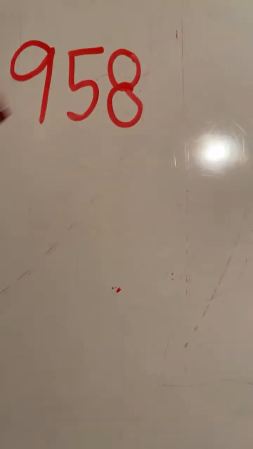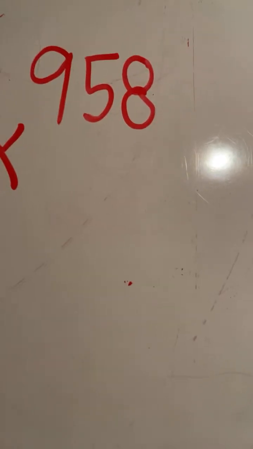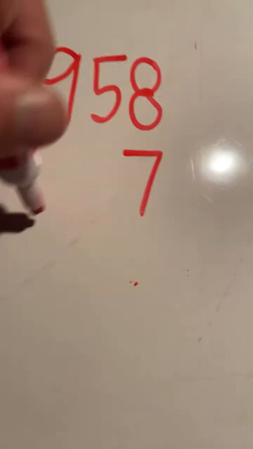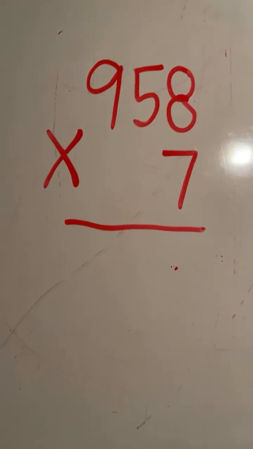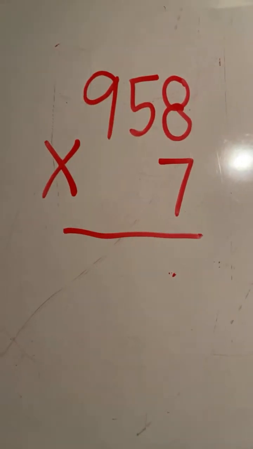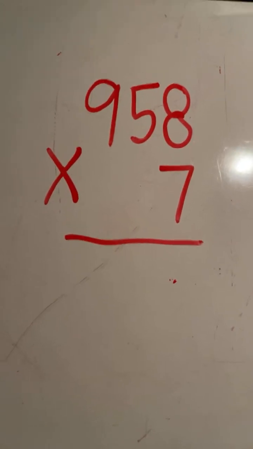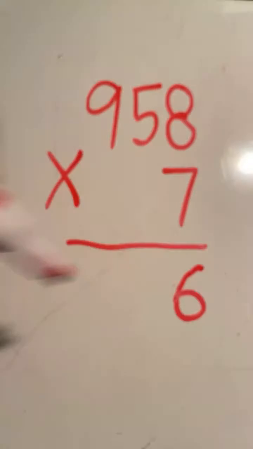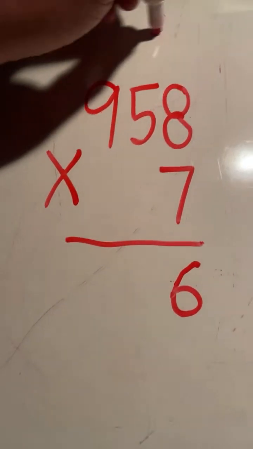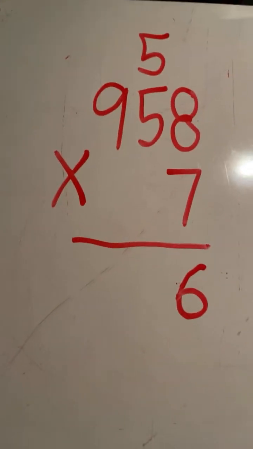958 times 7. Alright, we're going to start in the ones place. 8 times 7 equals 56. We regroup because our product is more than 10. So the 6 in 56 goes in the ones place. The 5 gets carried over to the tens place.